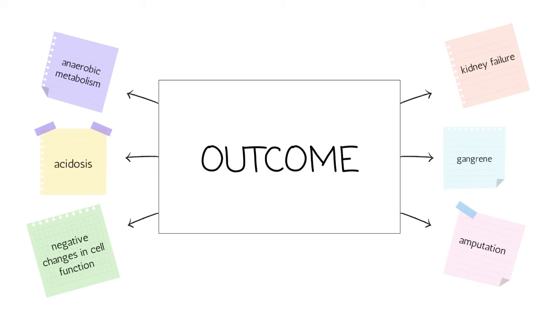Now let's move on to the last part of this presentation, which is the outcome. Hemorrhagic shock is when tissue perfusion is decreased due to an insufficient supply of oxygenated blood, resulting in anaerobic metabolism, acidosis, and negative changes in cell function. The symptoms may not occur quickly, and there will be noticeable external hemorrhaging.